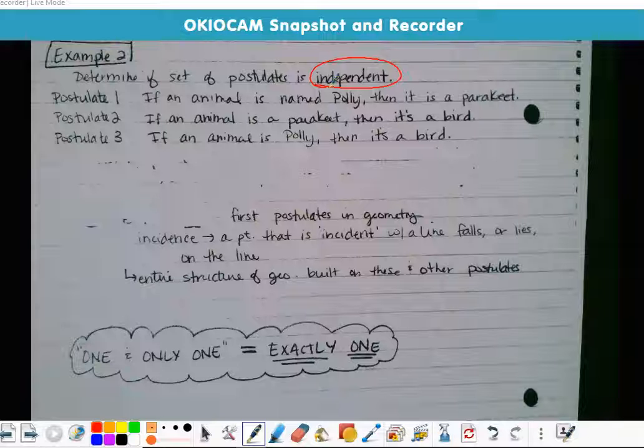So postulate 1, if an animal is named Polly, then it is a parakeet. Postulate 2, if an animal is a parakeet, then it's a bird. Postulate 3, if an animal is a Polly, then it's a bird. Well, 3 contradicts the first two, but postulate 1 doesn't necessarily mean that.